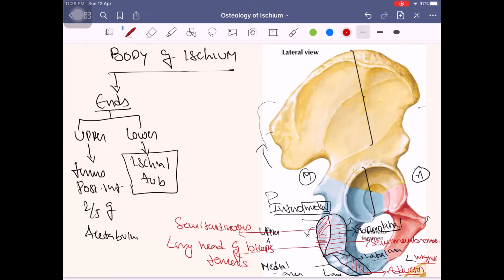Now you see there is a medial area here. This medial area is subcutaneous. If you remember, I told you we are sitting on our ischium, on the ischial tuberosity. In the lower area, we are sitting on the lower medial area. So this subcutaneous area is the area where we are sitting.